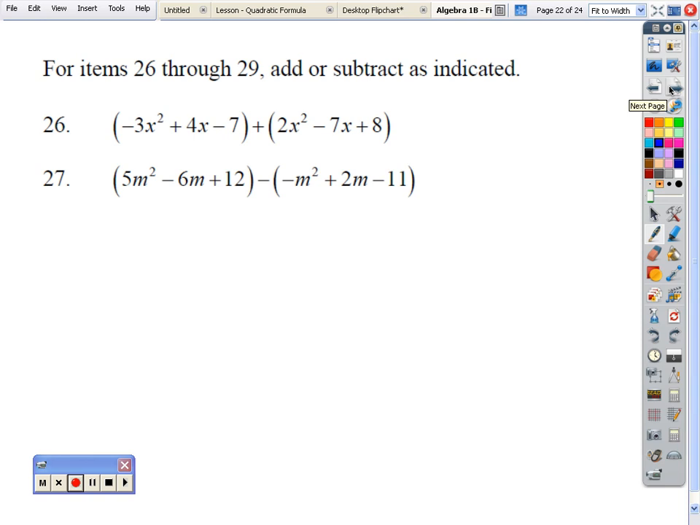Okay? For items 26 through 29, we're going to add or subtract as indicated. And the way I taught this was to kind of line it up. Or at least for adding, I taught it to line it up. So watch as I do 26.